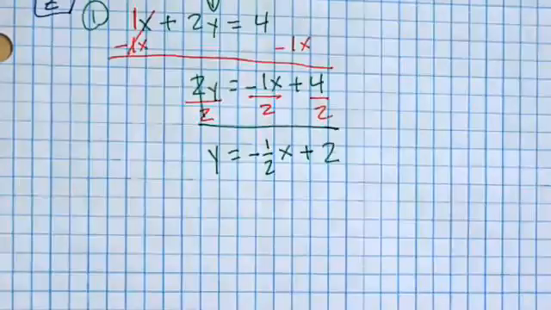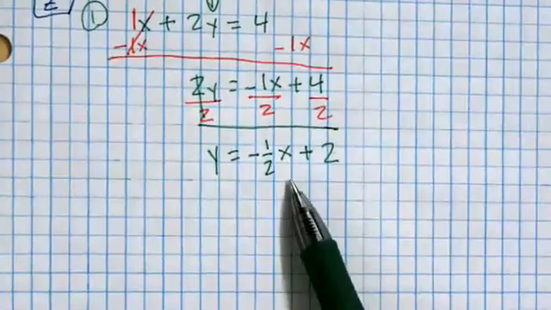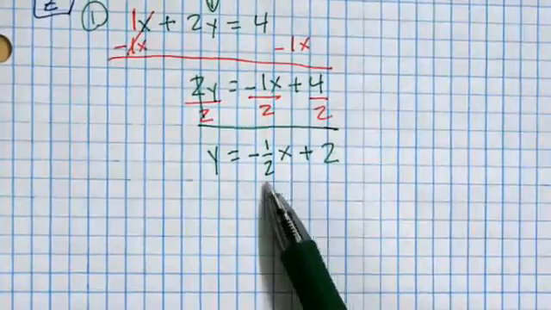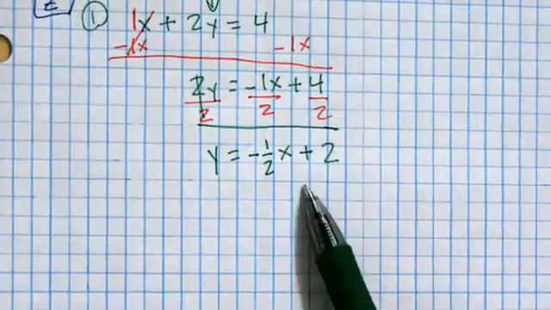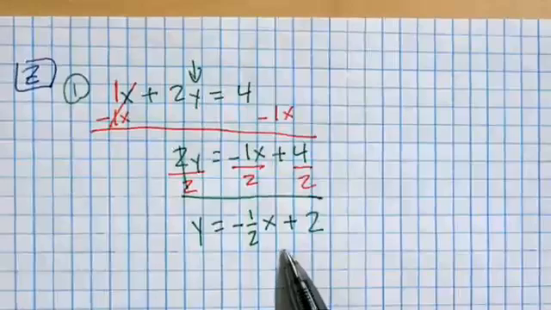Can you look at this equation and tell me what my slope is? It's negative 1/2. Can you tell me what my y-intercept is? It's 2. Would you be able to graph this now? Absolutely. All right, so we've got one equation we could graph.